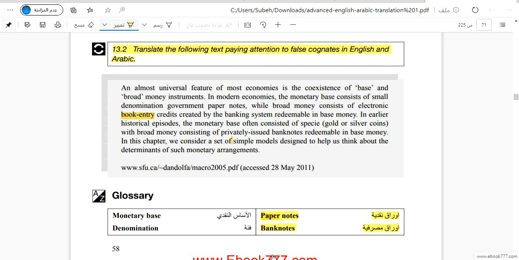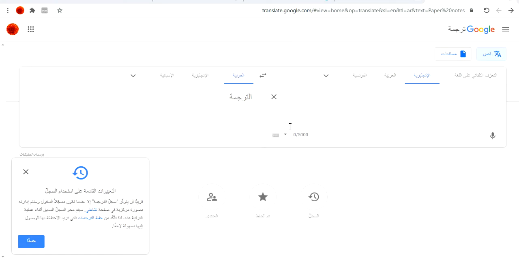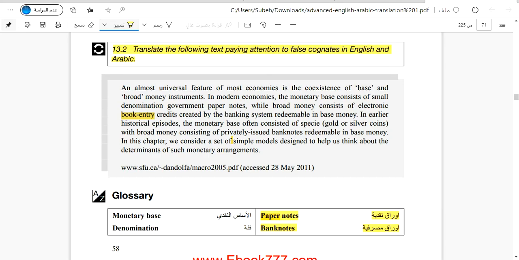The first one is paper notes. Let me write paper notes and see the translation. It's الملاحظات الورقية, which is not correct. Okay, let's check this translation, bank notes.